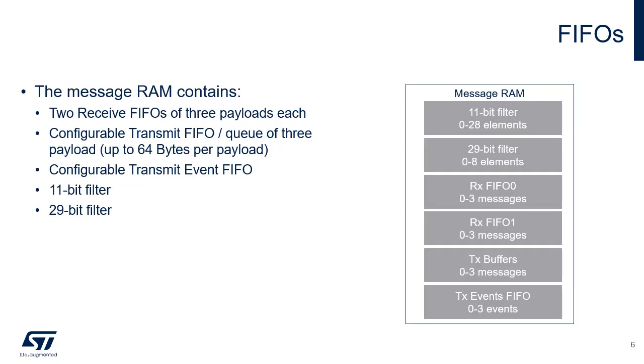Up to 3 received messages can be stored in each of the 2 RX FIFOs. The acceptance filter selects which FIFO to use. Up to 3 messages to transmit can be stored as part of the message RAM, configured either as a TX FIFO or as 3 separate TX buffers. Each entry of the RX FIFO and TX FIFO, or TX buffers, supports the maximum message size of 64 bytes of payload. The TX event FIFO stores TX timestamps along with the corresponding message ID.